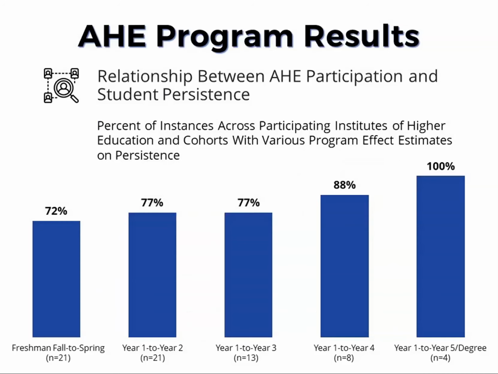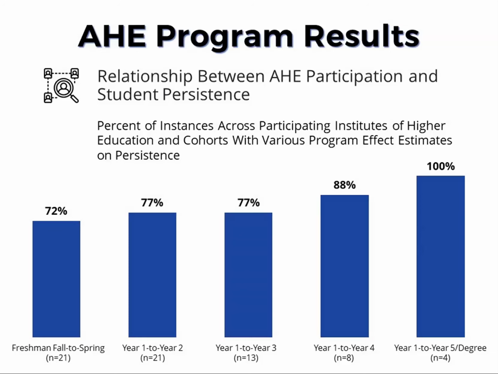And what we saw was we analyzed the data at the institution level. So models were run for each of the 9 institutions and for each of the 3 cohorts. So there's a possibility, for the freshman fall to spring and the year 1 to 2, for there to have been 27 instances where we ran the models. But there were some cases where either data wasn't available or there was a problem with the comparison group that they couldn't be included in the analysis. So in the freshman, fall to spring, we had 72% of the instances produced positive effect sizes of AVID program participation on persistence. In year 1 to year 2, it was 77%.